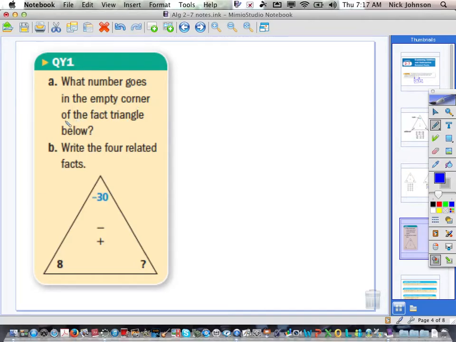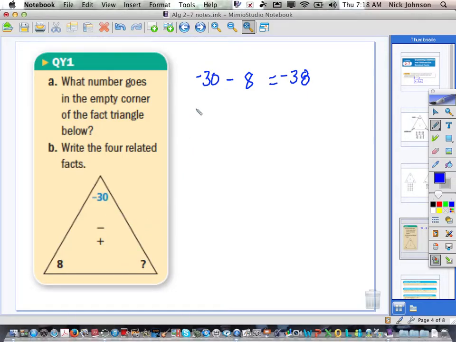What number goes in the empty corner of the fact triangle below? Write the 4 related facts. Okay? Here's my question mark. So, we're going to say a negative 30 minus 8 equals some number. Well, what's a negative 30 minus 8? Signs are the same, so we add them together. 30 plus 8 is 38. And since the signs are same, this is negative as well.